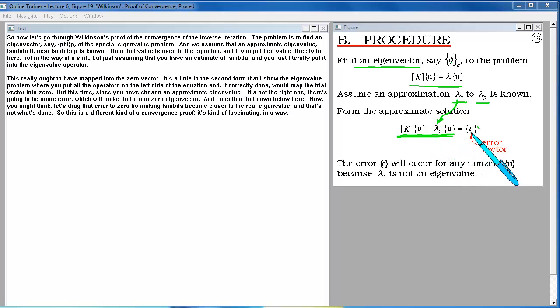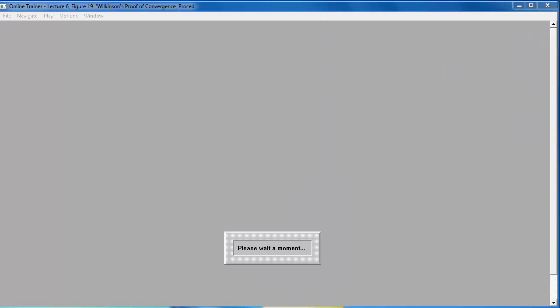But this time, since you have chosen an approximate eigenvalue, it's not the right one, there's going to be some error, which will make that a non-zero error vector. And I mentioned that down below here. Now, you might think, well, let's drive that error to 0 by making lambda become closer to the real eigenvalue, and that's not what's done. So this is a different kind of a convergence proof. It's kind of fascinating in a way.